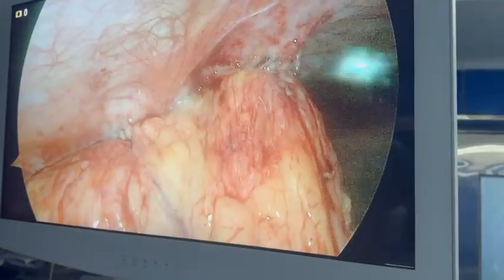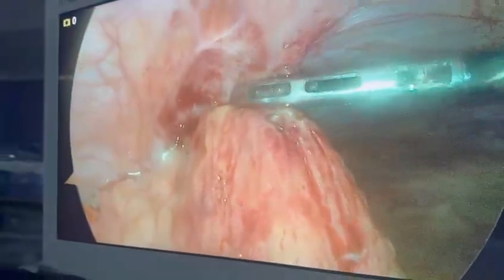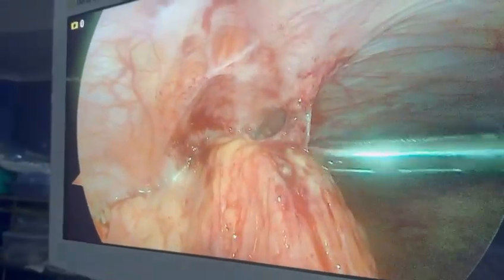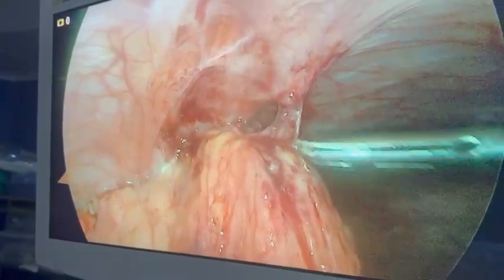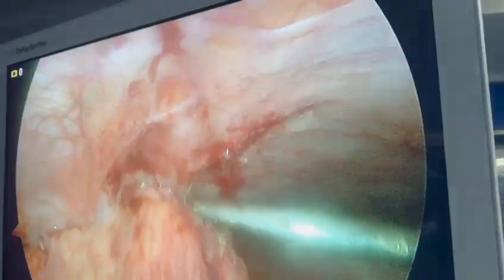Now, this case was operated 2 months prior at another hospital, and after that, the patient slowly gives history of progressive pain with development of a mass in the abdomen.